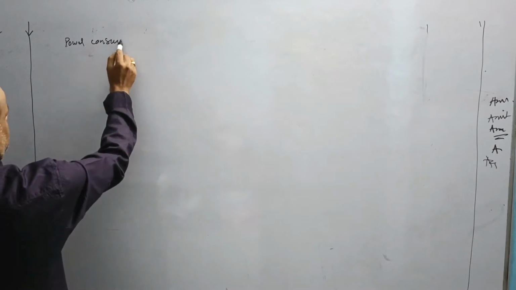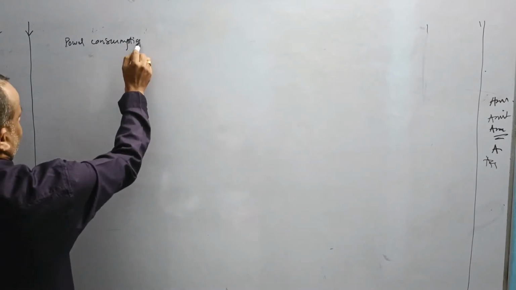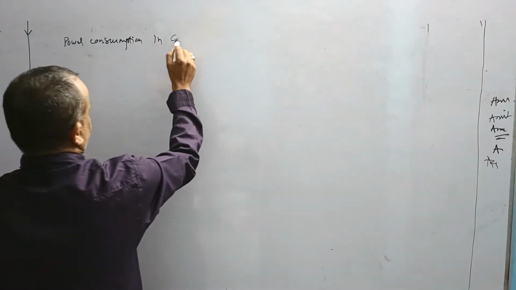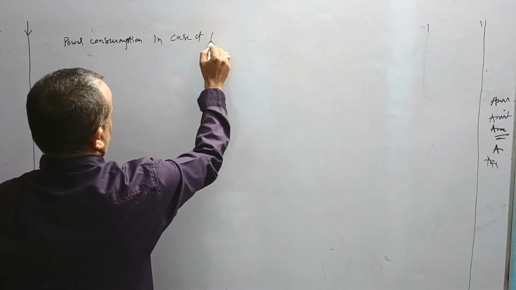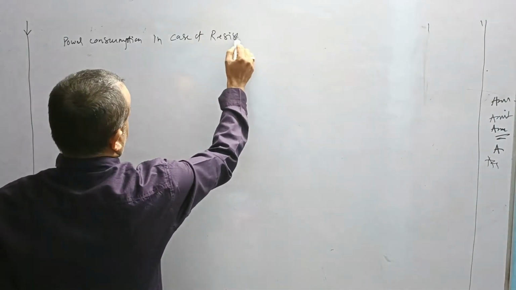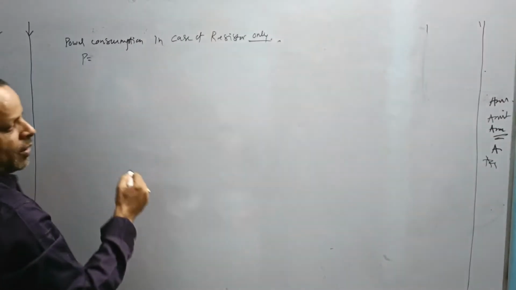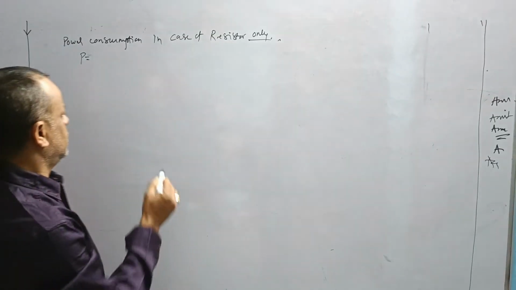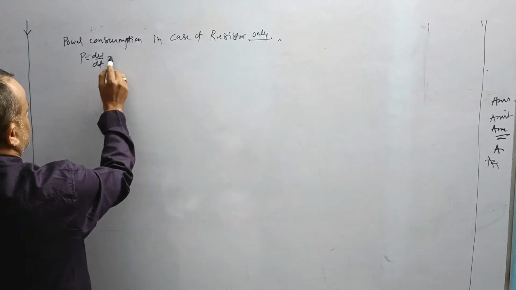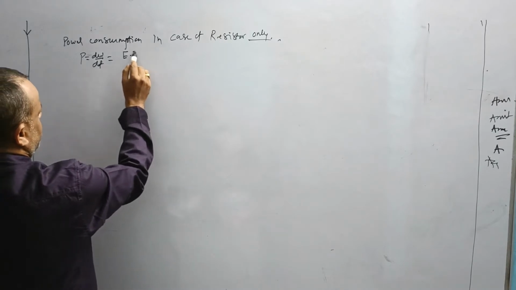Power consumption in case of resistor only. See, we know that power is rate of doing work, work delta W by delta T. And we know that power is also written as E into I.